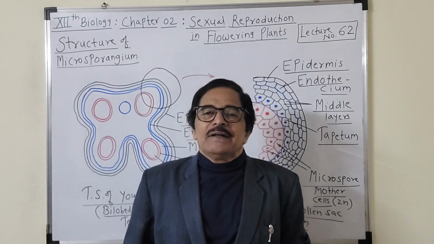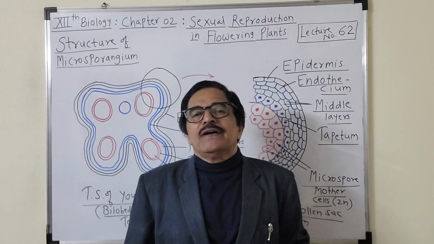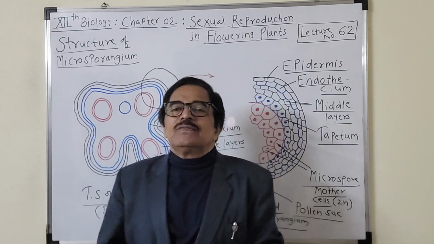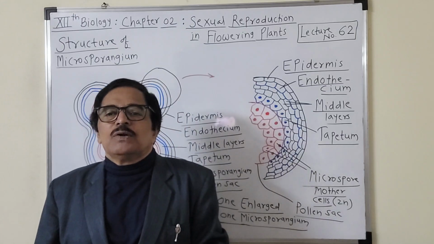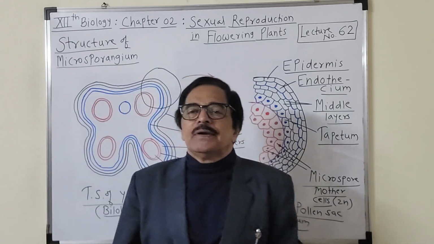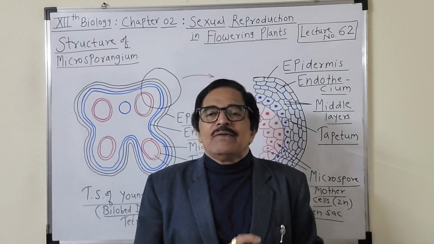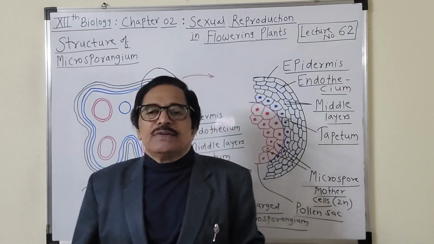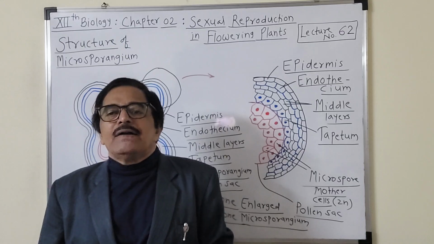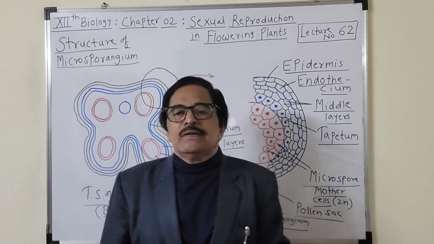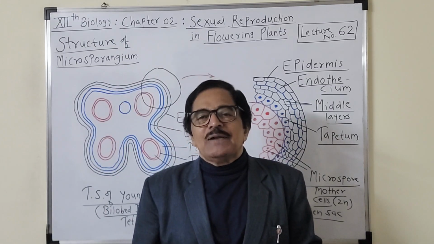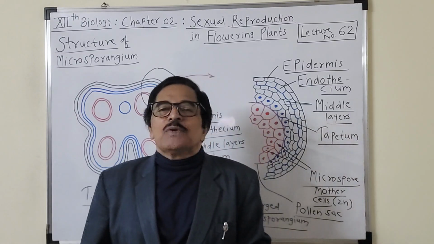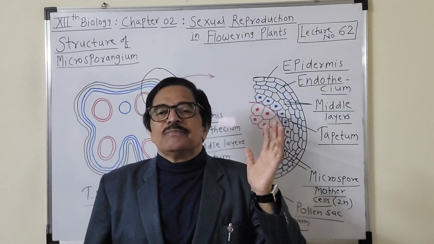Now we have been learning the pre-fertilization events, the structures and the events which are responsible to produce the male gamete and female gamete. In that, we have started the study of the male sex organ, androecium. We have seen that androecium has a part or member called the stamen. Each stamen has a fertile part called the anther, and that anther is producing pollen grains.